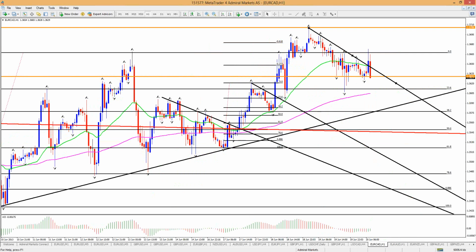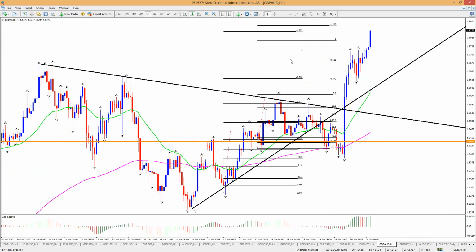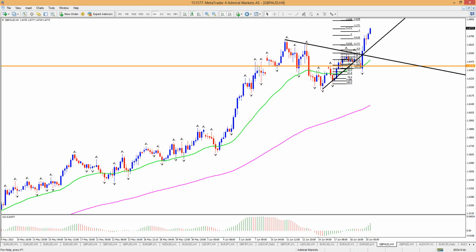Euro is showing some weakness. That's why the Euro CAD is going down. That's why I didn't really trust this breakout. Also, if you look at the 1 hour chart, you see a pretty big wick as well. Not really a strong breakout. Let's see. Pound AUD also breaking the top. Wow.